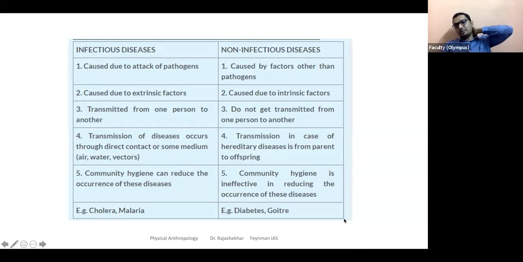They do not get transmitted from one person to another. Such diseases are non-infectious, non-communicable. You cannot communicate the disease to others, meaning you cannot spread the disease to others. So they are non-communicable diseases caused mainly due to internal factors, sometimes an interplay between internal and physical or environmental factors. So no pathogen involvement you see in them.